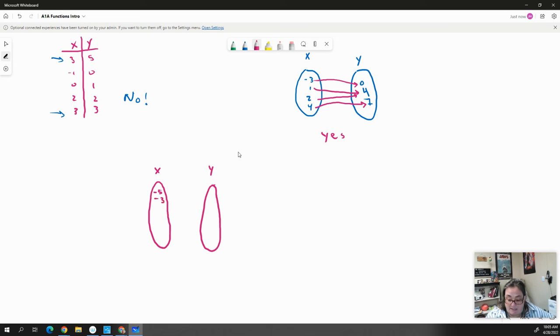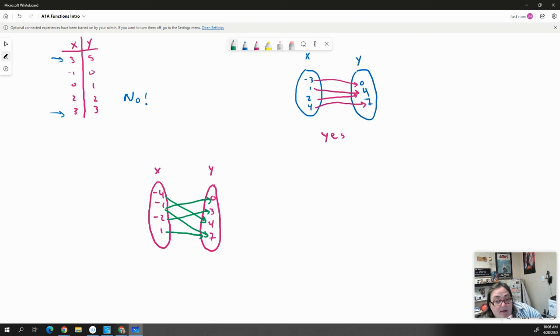If I have negative 4, negative 1, negative 2, and 1, and here I have 0, 3, 4, 7. And I was mapping them to each other, and I had negative 4 mapping to 4, and I had negative 1 mapping to 0, and I had negative 2 going to 3, and I had negative 1 going to 7, and I had 1 going to 7.